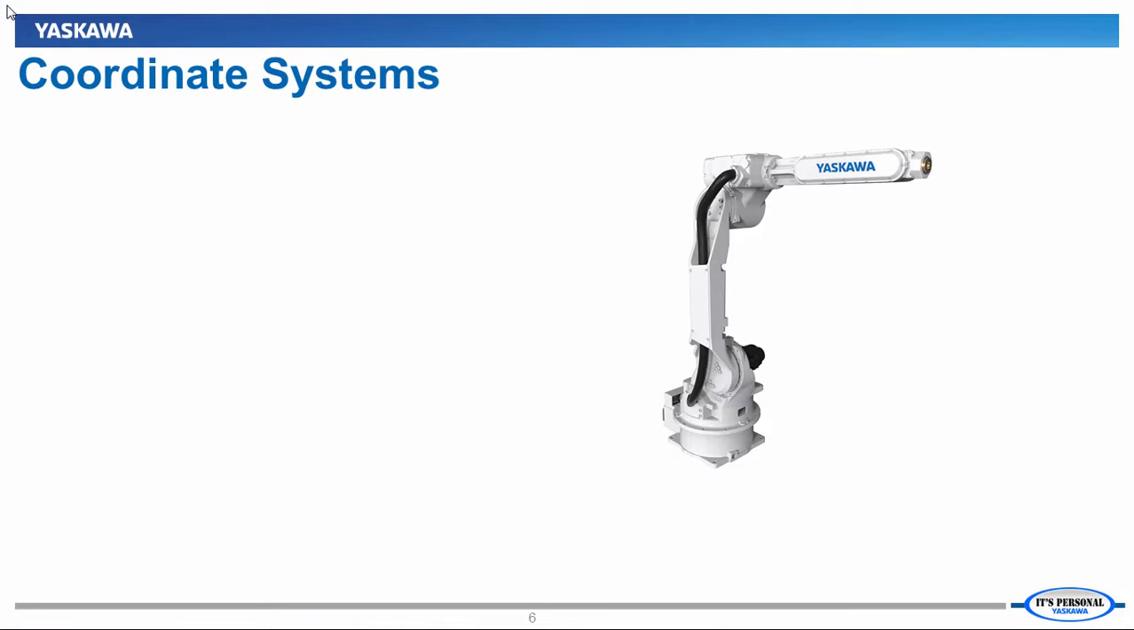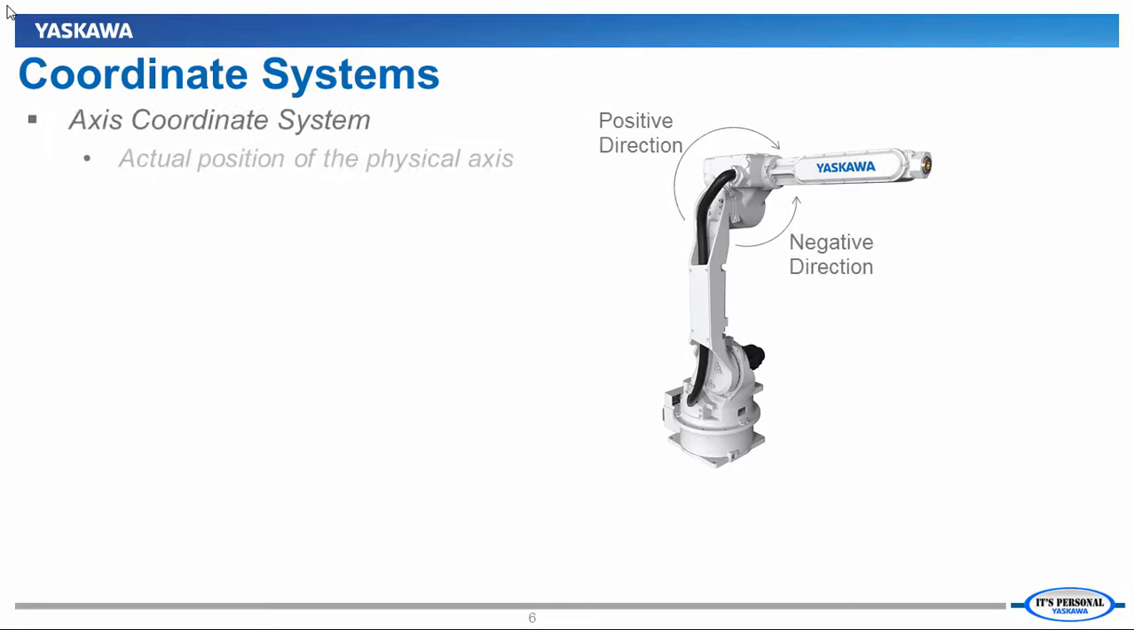PLCopen Part 4 defines 4 coordinate systems that can be used to control the machine. The first one is the axis coordinate system. This is used when working with a single axis of the machine. There's normally only a positive or a negative direction for this system.